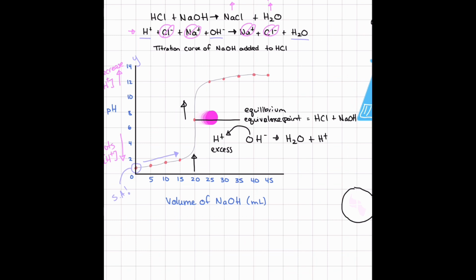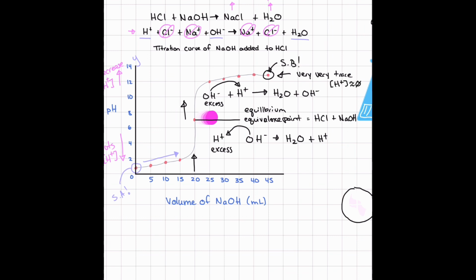We notice that now we start to have excess OH. That's going to consume these ions, and what we're going to see in the product is our water plus excess OH. When we get up to this point, we see that it's at a pretty high pH. What does that indicate? A strong base. So by this point, we probably have very trace amounts of our H+ ions.